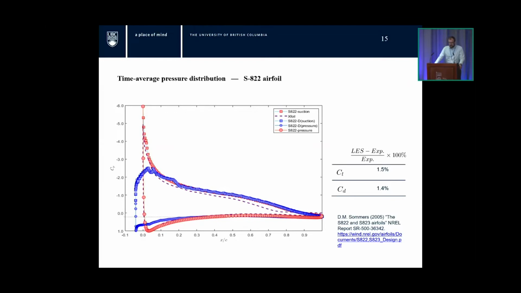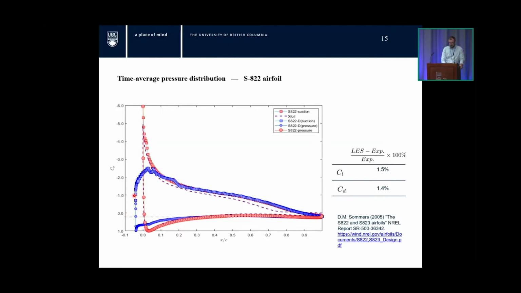But in terms of the match with respect to experiments for the lift and drag coefficients, our LES results for the non-drooped airfoil agreed to within 1.5% and 1.4% for the lift and drag, respectively, with the published results from NREL. When we add the droop, where the red is the non-drooped case and the blue is the drooped case, a couple of things happen. First of all, we have a much more mild suction peak. So this suction peak that occurs on the suction surface is not nearly as abrupt. It's spread out over a longer chord-wise distance.